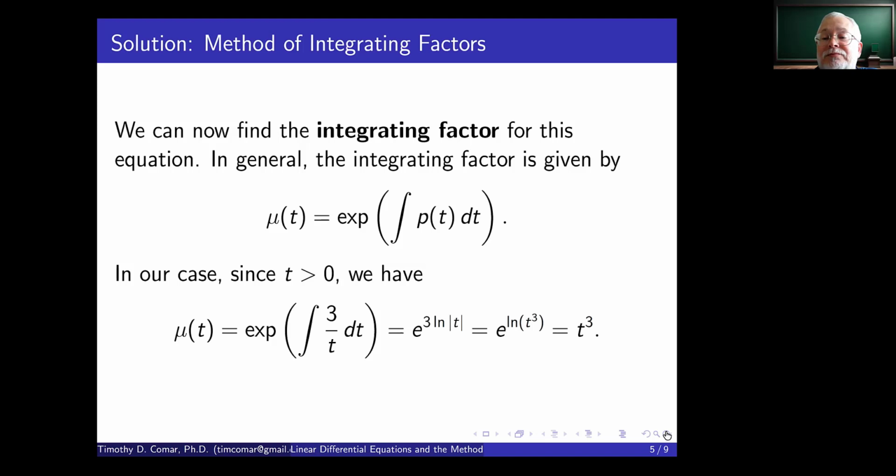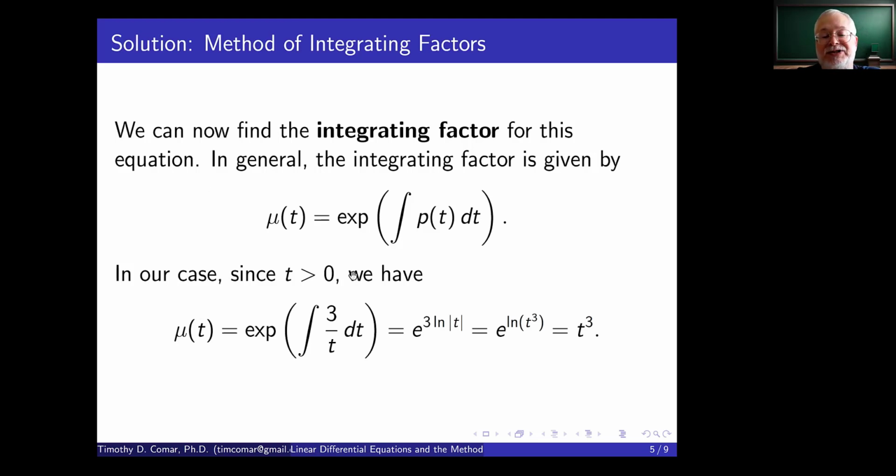Our game now is to find the integrating factor for this equation. In general, the integrating factor is usually represented by mu. So mu of t is going to be the exponential function e raised to the integral of p of t, which was, again, the coefficient function of y in the differential equation. And just to keep in mind, I'm not putting any bounds on this integral. Any particular antiderivative that we get out of here is fine. We don't need to worry about adding the constant of integration here.